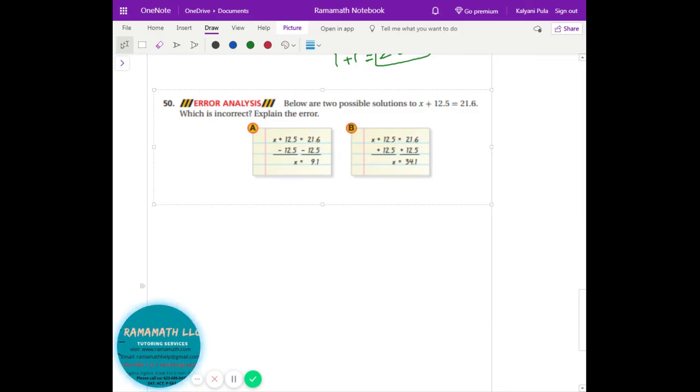Let's find the error in this question. All right, so if you look at this one, it's a plus 12.5. But B is, instead of subtracting, she added again. You see that? Since it is a plus, you need to do the opposite of that. So B has an error. It's a mistake. Does that make sense? You need to do the opposite of whatever you have in there.